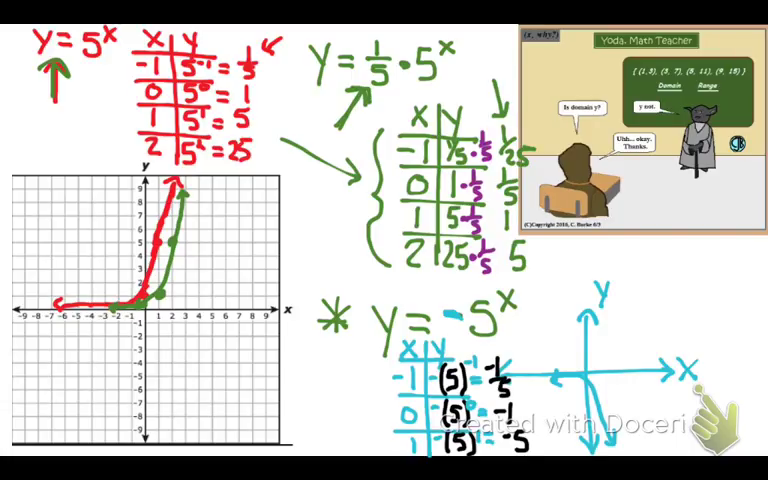So we have a reflection about the x-axis here, and remember PEMDAS, that we're going to do parentheses, exponents, then we multiply, divide, add, subtract. So you're going to work with your exponent first, which gave us the 1/5, and then it's negative 1/5.